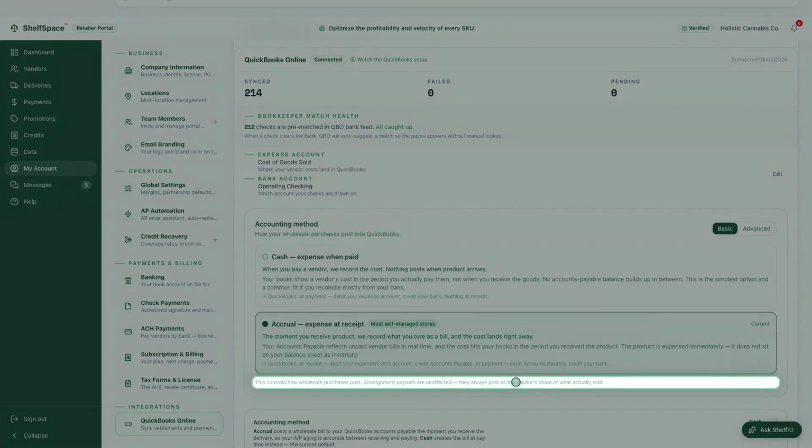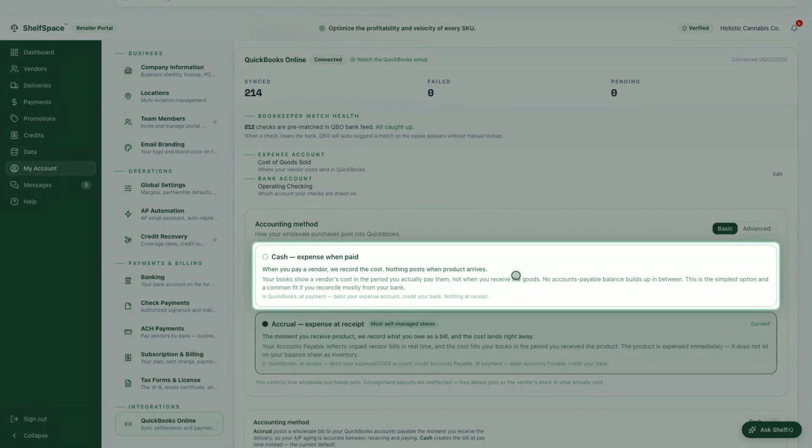One thing it never touches: consignment. Consignment always posts as the vendor's share of what actually sold, no matter what you pick here. This is only about product you buy outright.